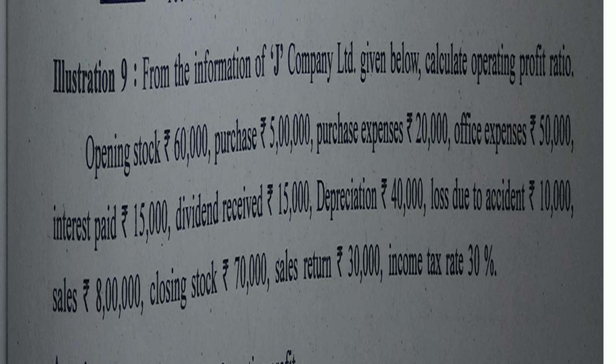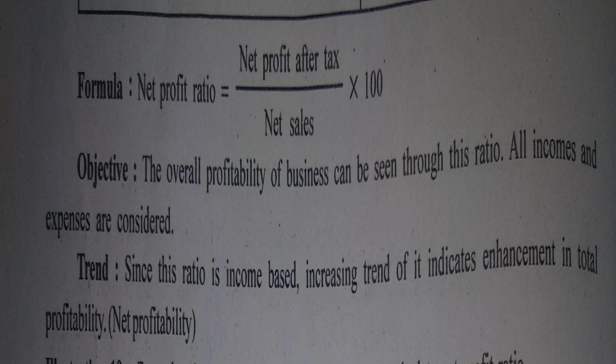So first of all, the formula for obtaining net profit ratio. In illustration 10, you are supposed to obtain net profit ratio from the question given in illustration 9. Firstly, let us recall the formula for net profit ratio. It is net profit after tax upon sales into 100. Sales can be easily obtained. Sales and sales return are given, 8 lakh and 30,000. So let us see the solution.